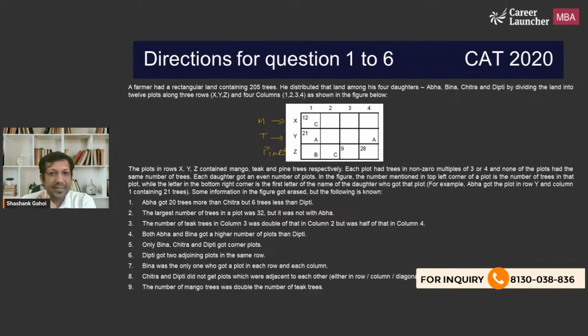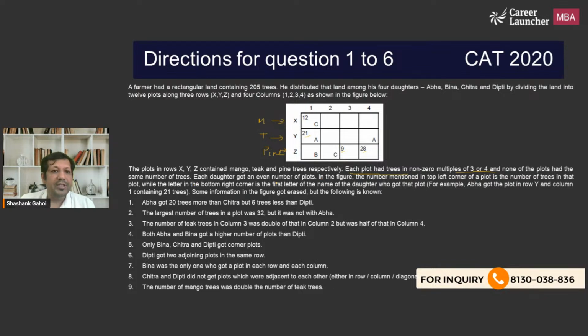Okay, so what do these number and alphabet mean? Let's see what it says. The important point is each plot had trees in non-zero multiples of 2, 3, or 4. So if I'm going to see, 12 is a multiple of 3 as well as 4, 21 is a multiple of 3, 9 is a multiple of 3, and 28 is a multiple of 4. So every plot has trees that are multiples of either 3 or 4. That's what that is talking about.